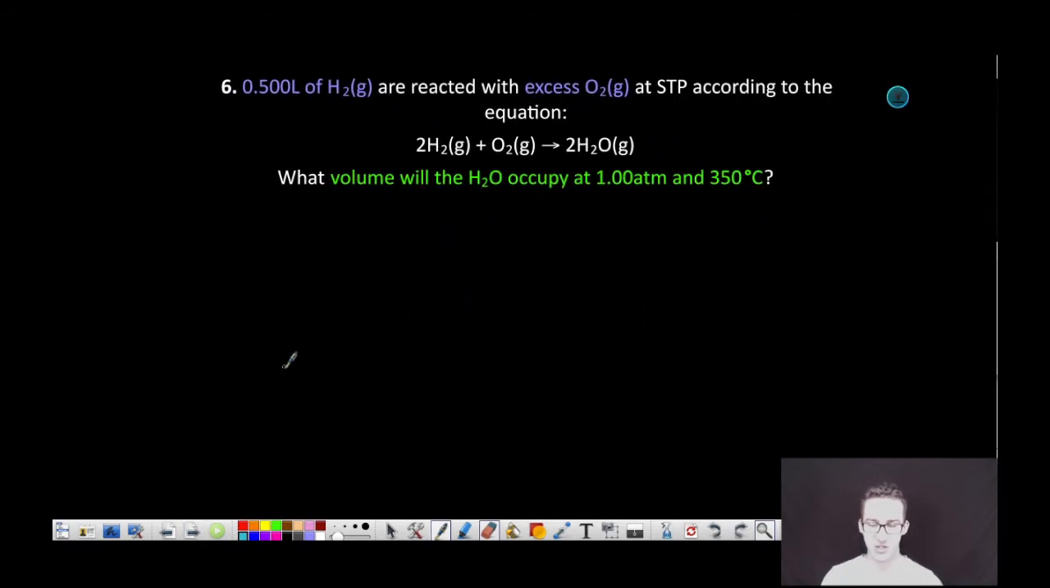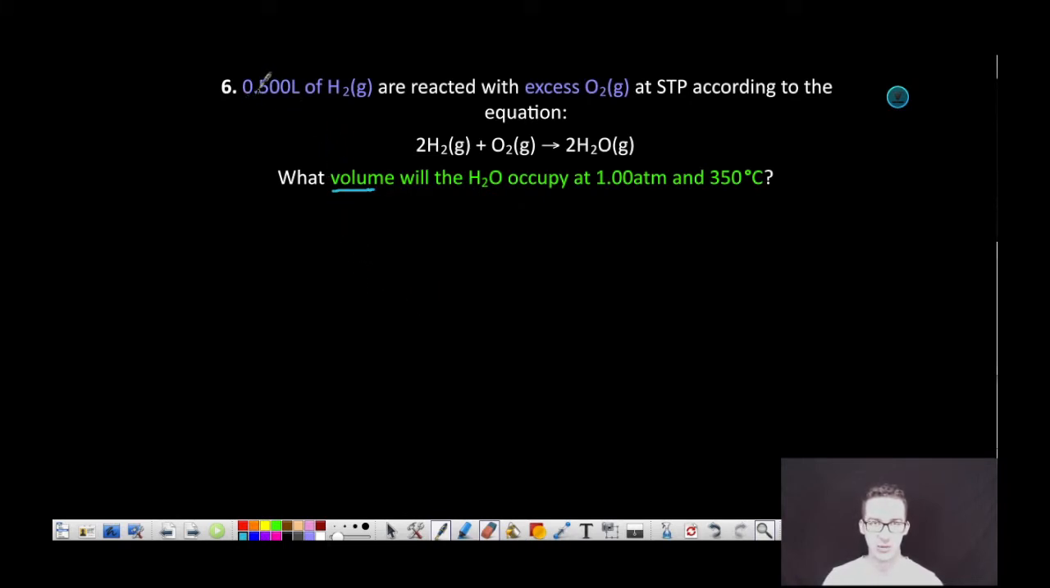We're here for our final problem. This last problem is, again, a stoichiometry problem with a little bit of a twist. As you see here, we're working with gases, and we're going to be asked to ultimately solve for the volume of a given gas. So let's read this problem and talk about how we can solve it.